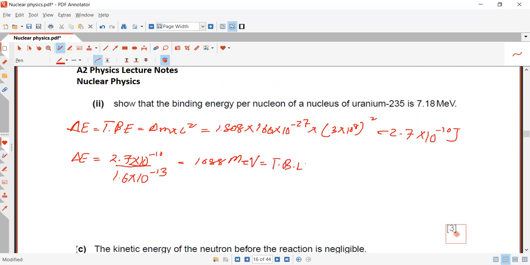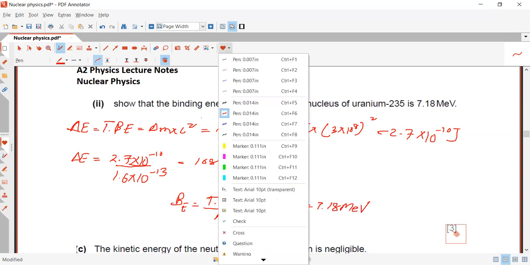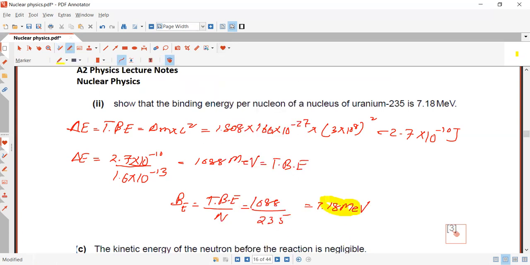Total binding energy. Now the binding energy per nucleon, which I told you, is the total binding energy divided by the total number of nucleons. So that is 1688 divided by the total number of nucleons in uranium 235. If you do it, you definitely get 7.18 million electron volts, which is asked in the question here. You can check this calculation, right, students?